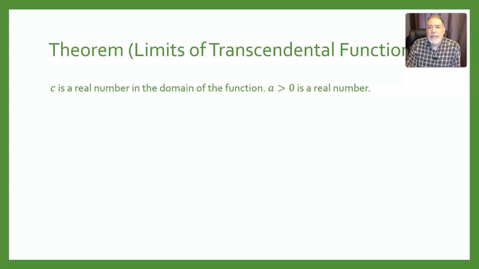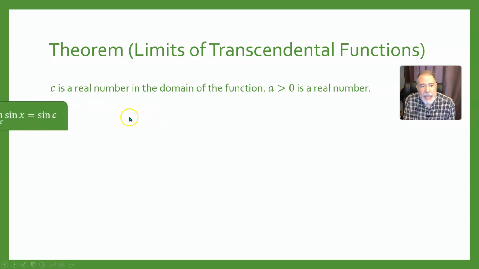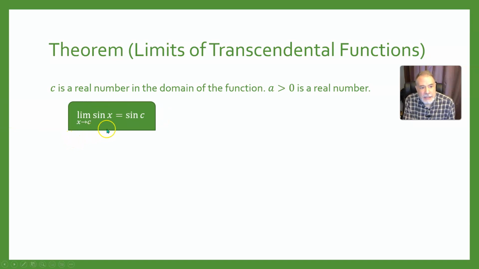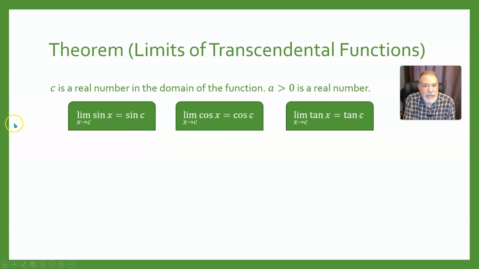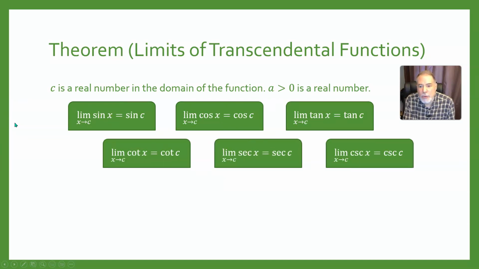And the transcendental functions, things like trigonometric functions and exponential and logarithmic functions, have limits that, again, do pretty much what you would expect them to do. So if the number that x is approaching is something that is in the domain of the function we're looking at, then the limit as x approaches c of sine of x is sine of c. The limit of cosine x is cosine c. The limit of tangent x is tangent c. Same thing with cotangent and secant and cosecant.